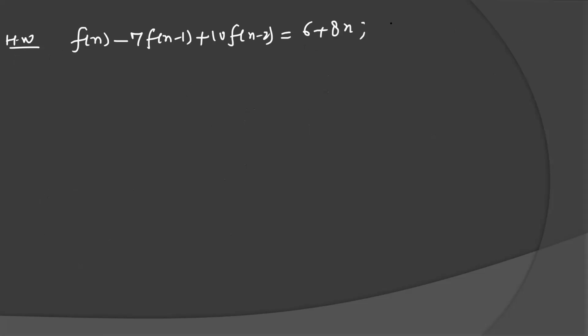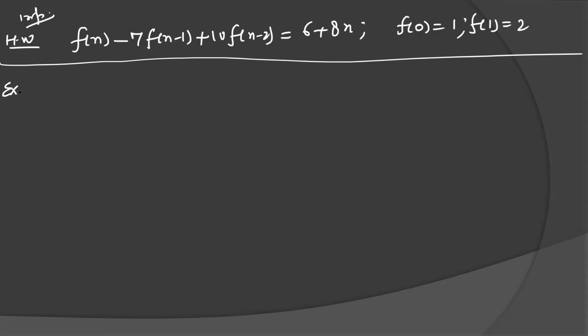So I'm giving you a similar problem as homework. Solve Fn minus 7 Fn minus 1 plus 10 Fn minus 2 equal to 6 plus 8n. Given boundary conditions are F0 equal to 1 and F1 equal to 2. It is a very important problem. Now let's see another example based on case 2.